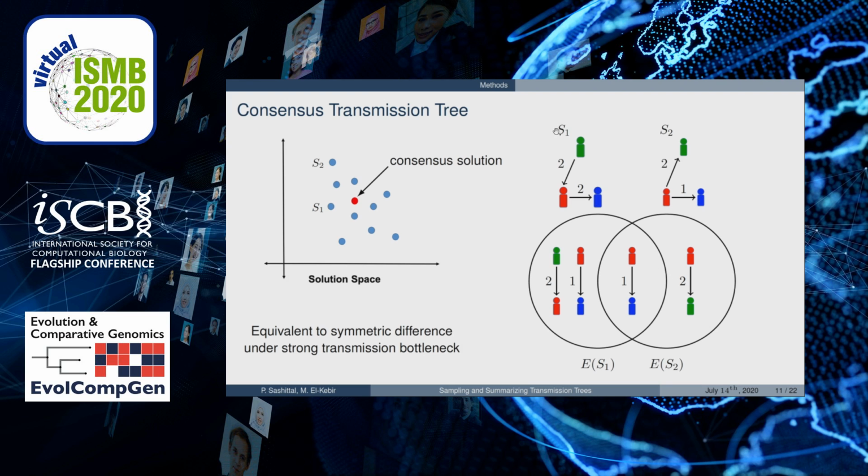Given these 2 transmission trees S1 and S2, at the intersection we have one edge that goes from the red host to the blue host. On the left are the edges that belong to S1, not included in the edge set of S2. And on the right we have the edges of S2 that are not included in S1. So the distance between the 2 trees is given by the sum of all these edges, which is 6 in this case.